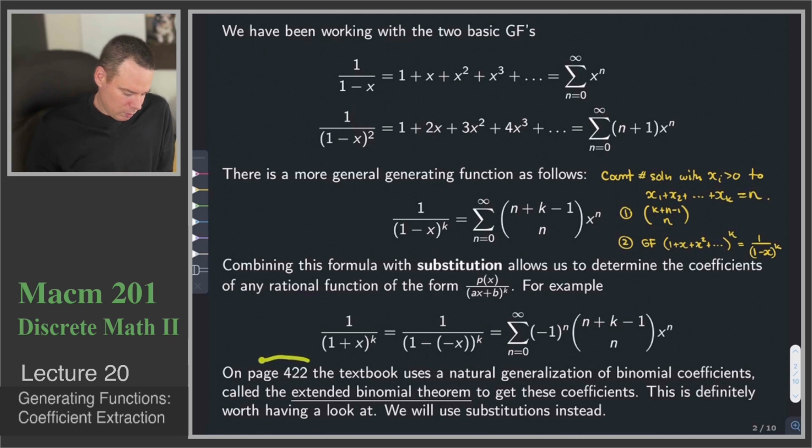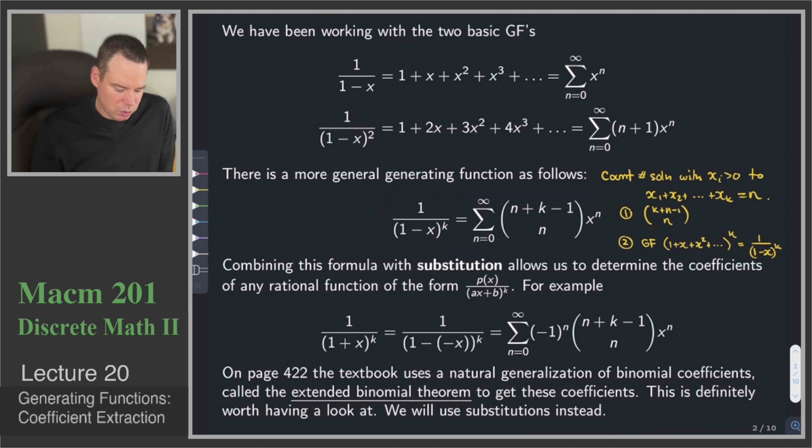One further note, and this is quite an interesting observation, on page 422 of Grimaldi. There's discussion about what happens if we take the value of k here to not be just a positive integer as we've discussed, but any real number. It could be a negative integer, or a fraction like 1/2. What happens in those cases? It turns out that this formula still holds.